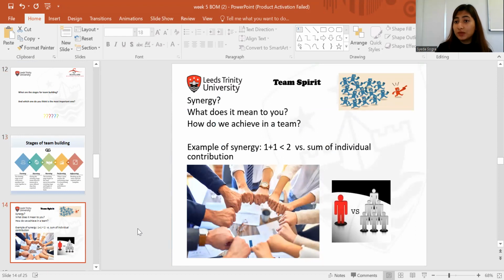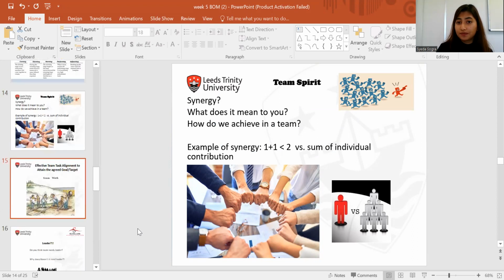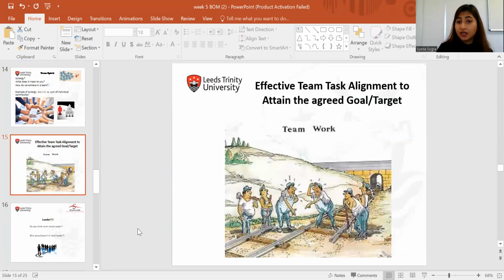So synergy, what does it mean? How do we achieve synergy? An example of synergy is 1 + 1 = 2 versus the sum of individual contributions. Here it shows why an effective team is important. If there is no communication or coordination between the team, it's going to break like this. The task is not going to be completed.